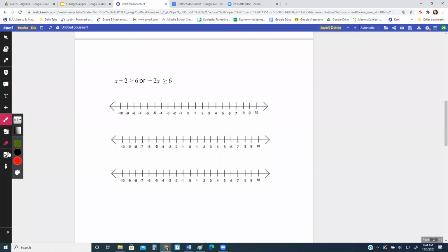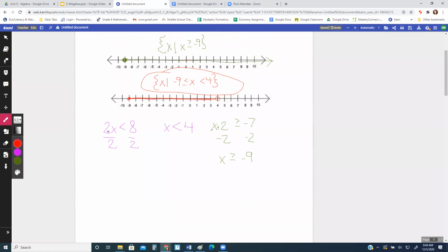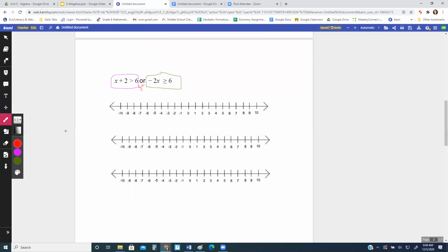Let's see what happens when we have an OR. On this one, we have x plus 2 is greater than 6, or -2x is greater than or equal to 6. But we have this OR. So if it's true for one, it's true. And if it's true for the other one, then it's true. It's not going to just be the intersection. It's going to be if it's true for either one.